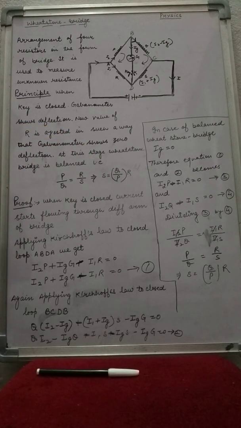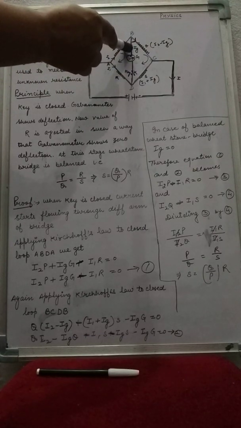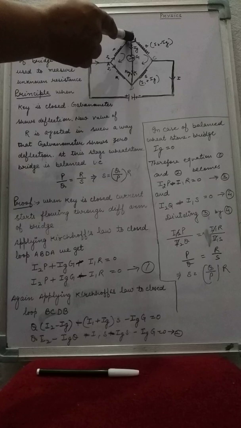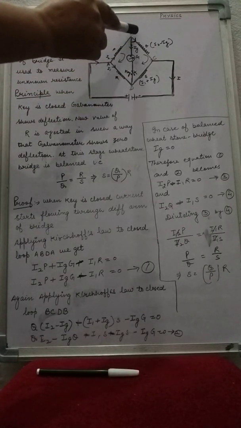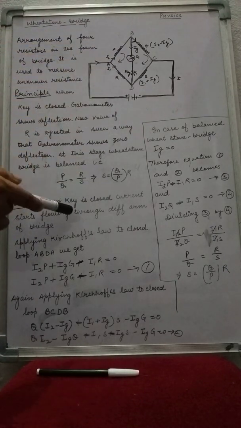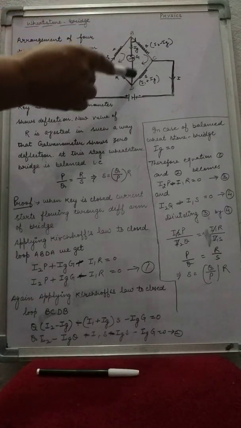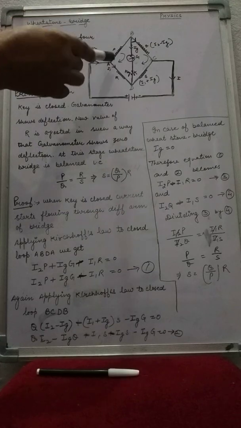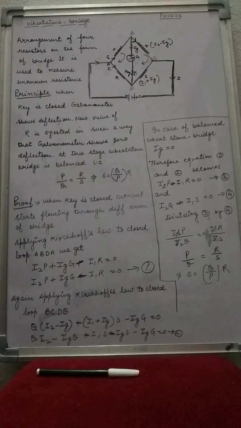To prove this, we will apply Kirchhoff laws here. We will apply Kirchhoff law for these loops, this loop 1 and this second loop. This loop 1 is A, B, D, A. We will separately apply Kirchhoff law for loop 1 and loop 2. First of all, we apply Kirchhoff law for the closed loop A, B, D, A.